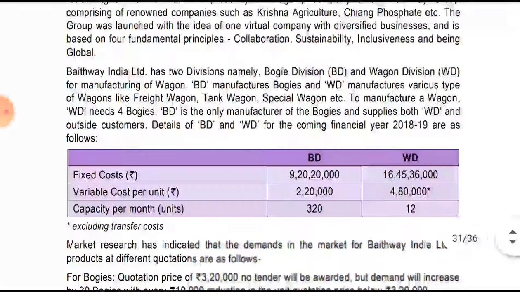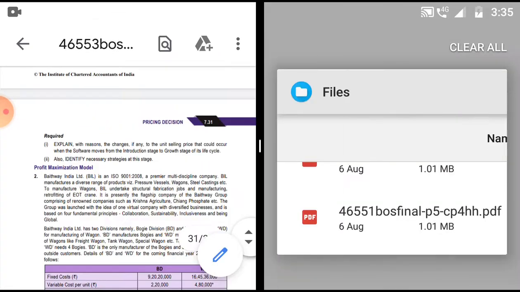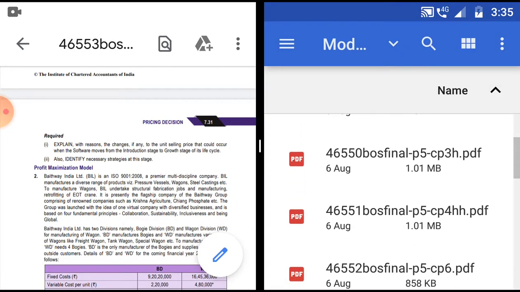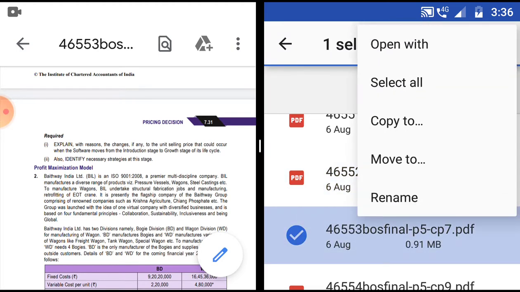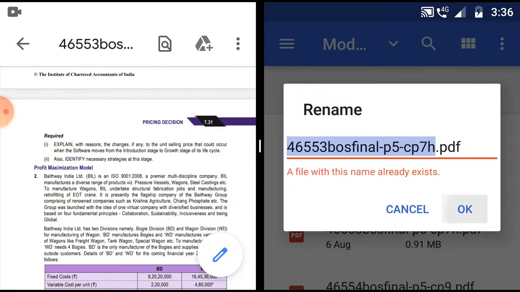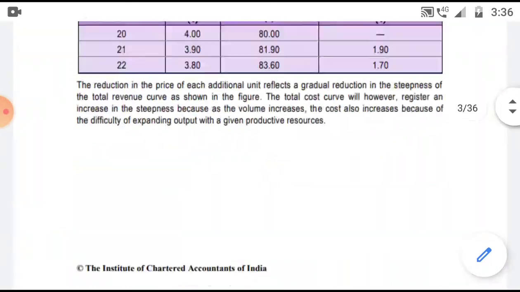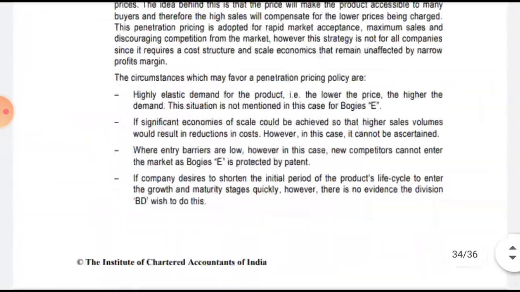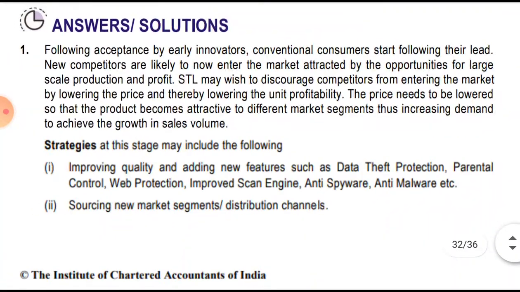Okay, so we'll go through the answer. Let me just have a second, I will open another PDF. Okay, we'll look into the answer.